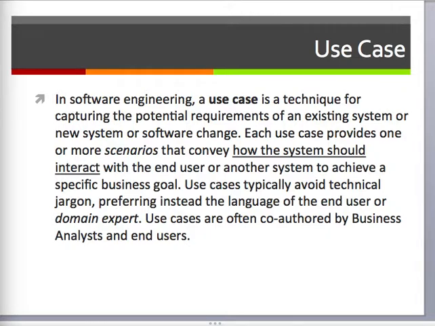Each use case provides one or more scenarios that convey how the system should interact with the end user. That is important, how the system should interact. Again, it depends on the end user's role. If you remember, we talked about end users' roles and responsibilities, right? So we have to ensure that end users' roles are captured, or another system, to achieve a specific business goal. So how will you achieve a specific business goal? One is interaction and one is achieving the specific goal.